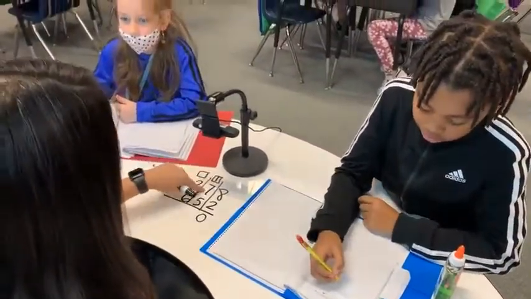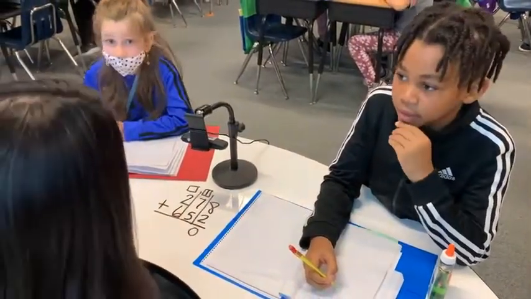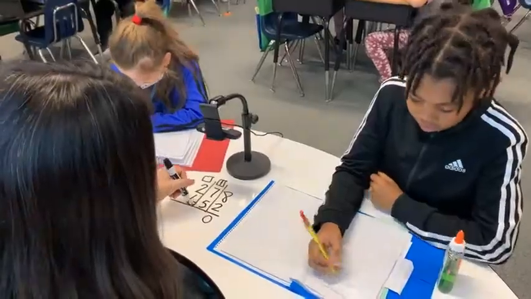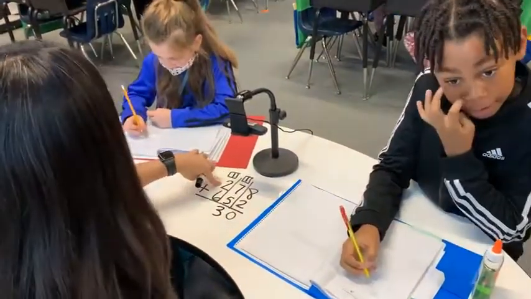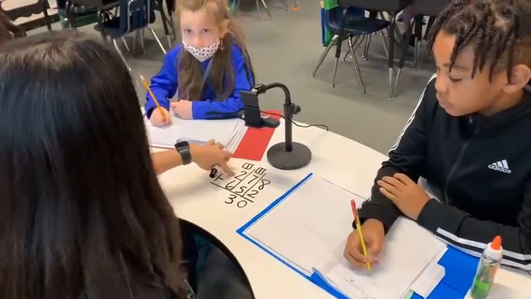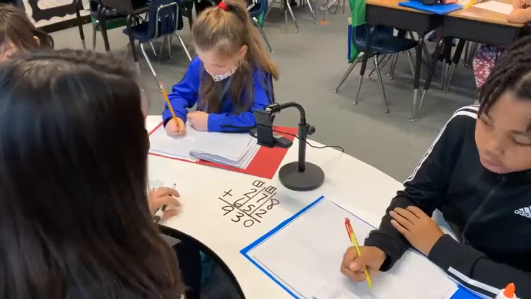1 plus 7 is 8. 8 plus 5 is 13. Carry it over. 1 plus 2 is 3. 3 plus 6 is 9. What's our total? 930. We're finished.